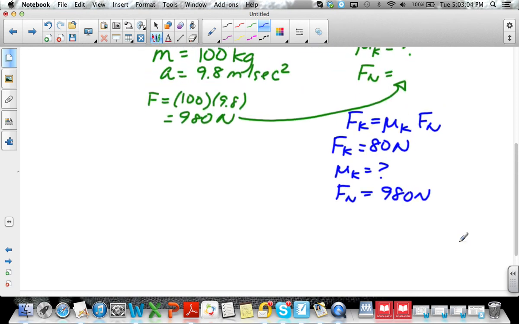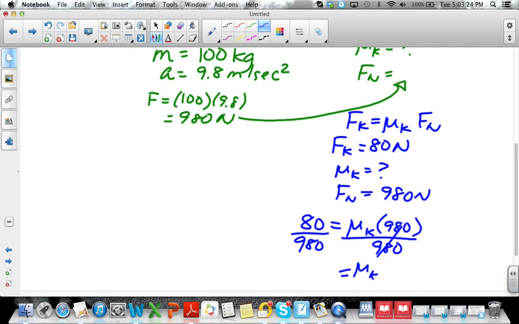Aha. Okay, I got 80, mu k, 980, and they are being multiplied right now, so that means you would divide, and I get, I don't know that one off the top of my head, 0.082. Okay, and there's no units for mu, so that's it.